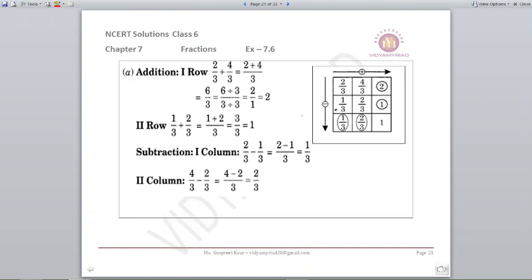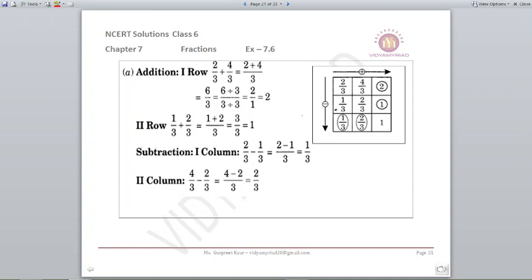Let's do that. In the first part, if we take the first row, 2 upon 3 plus 4 upon 3. Denominator is same 3, so 2 plus 4 is 6 upon 3. Now 6 and 3 are both divisible by 3, so we can divide it. Your answer comes to 2 upon 1, which can be written as only 2. Take the second row and move towards the right hand side. So 1 upon 3 plus 2 upon 3, denominator is same 3, so 1 plus 2 is 3, 3 upon 3 gets cancelled, answer comes out to be 1.